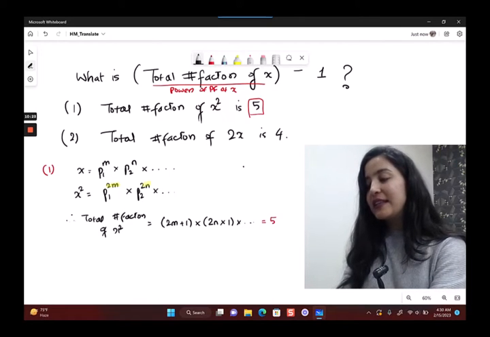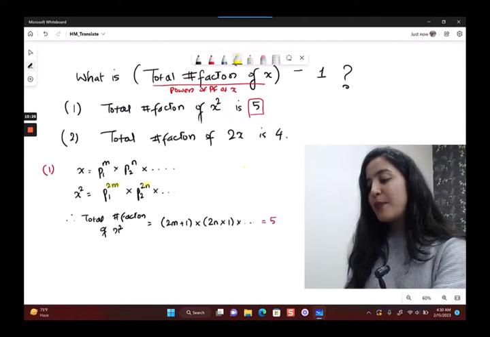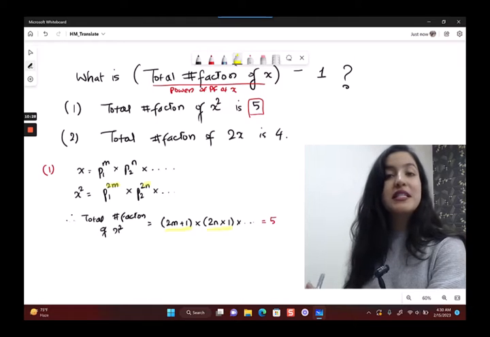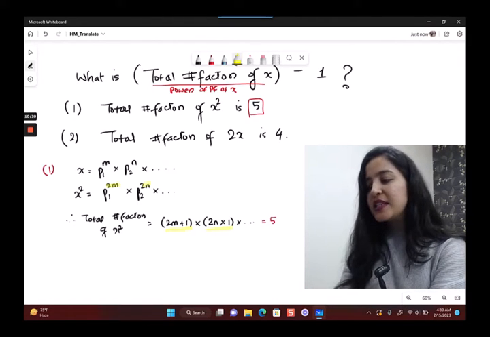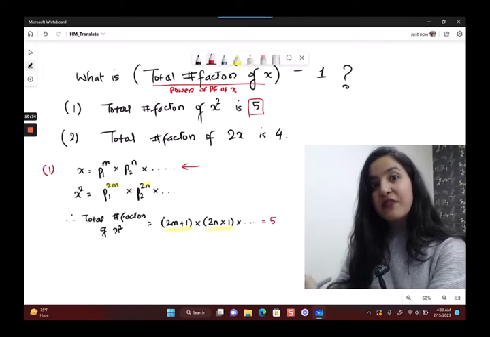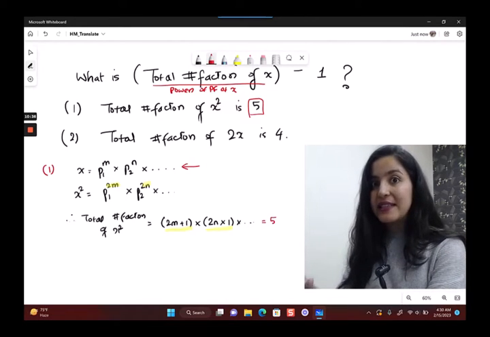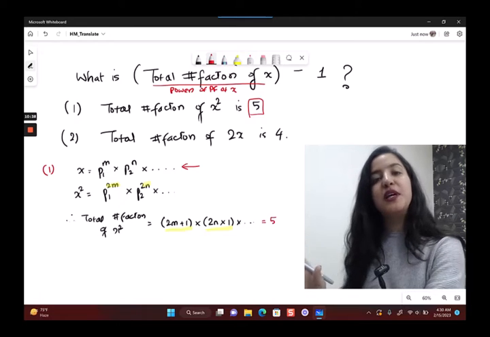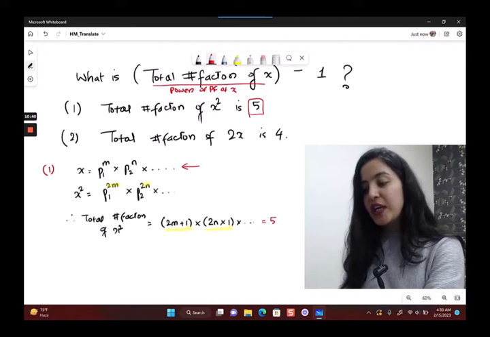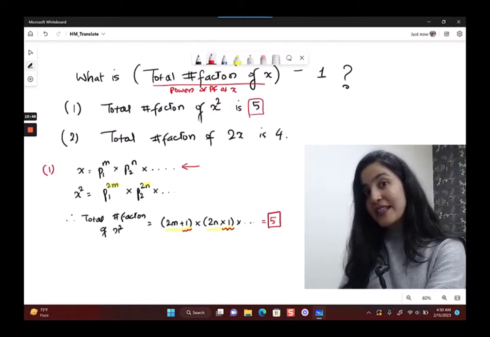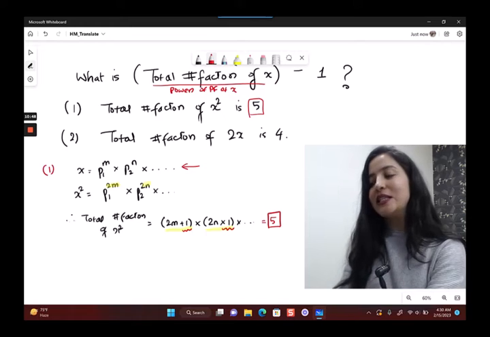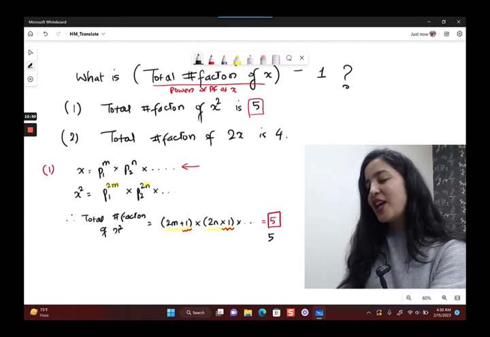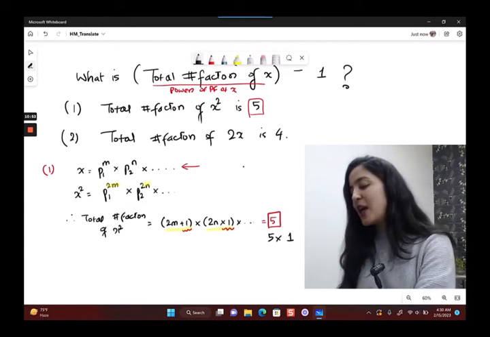So now understand this. The left side is a product of positive integers. Why? Because if this is the prime factored form of x, then whichever prime factor it actually has, the power on that must be a positive integer. So these are all integers, and I'm adding 1 to all of them. So you have to express 5 as a product of positive integers, and there's only one way of doing that. You can write it as 5 times 1.